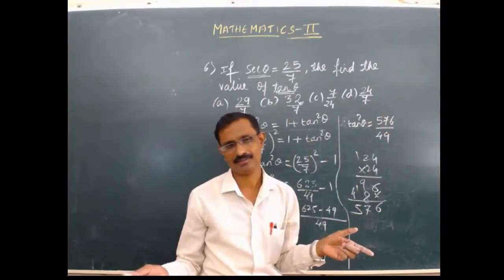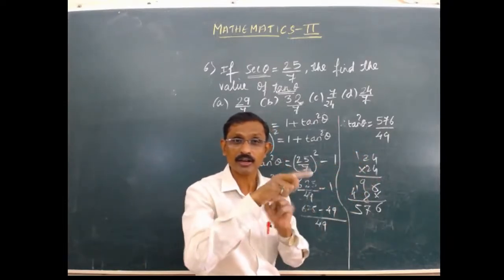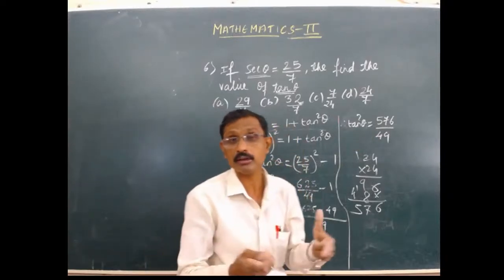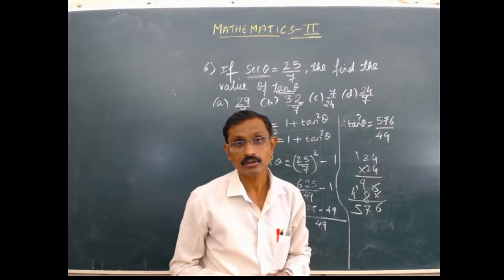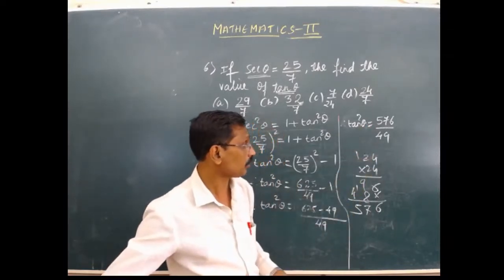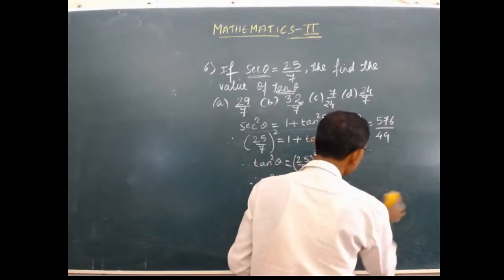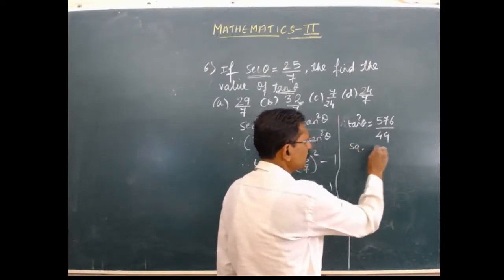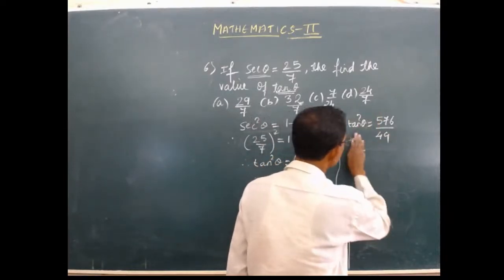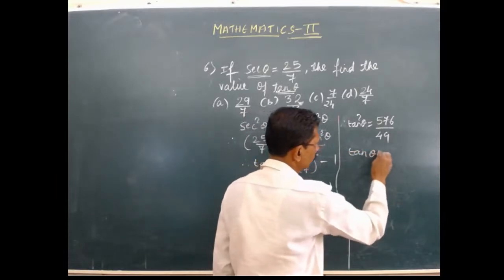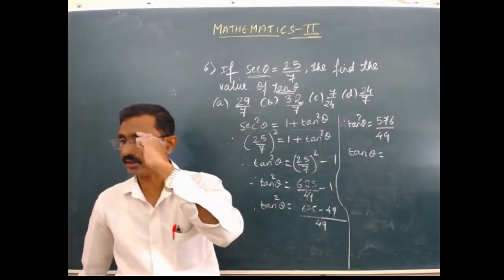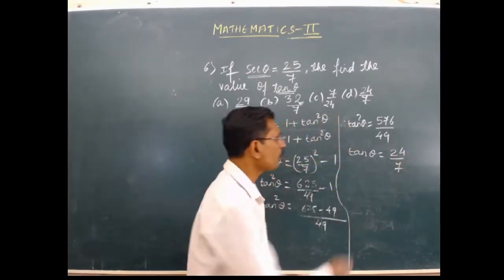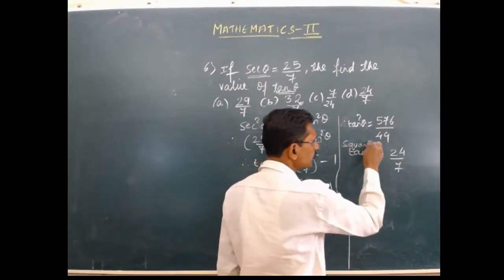How easy it was to find. 10 into 10, 20 into 20. How much time did it take? Because for MCQ, we require that. See, when we are solving, we require very little time to solve all this. So let's see now. When we square both the sides, squaring both sides, what we get is tan theta is equal to, just now we found 576, we got 24 upon 7. Squaring, if you want to, you can write here, squaring both sides.